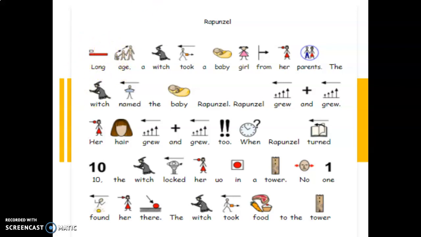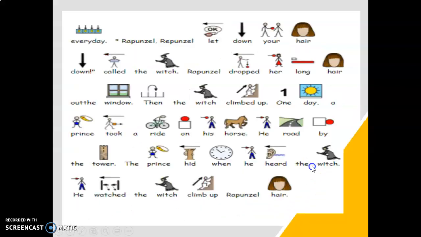Long ago, a witch took a baby girl from her parents. The witch named the baby Rapunzel. Rapunzel grew and grew. Her hair grew and grew too. When Rapunzel turned 10, the witch locked her up in a tower. No one found her there. The witch took food to the tower. Every day, "Rapunzel, Rapunzel, let down your hair," called the witch. Rapunzel dropped her long hair out the window. Then the witch climbed up.